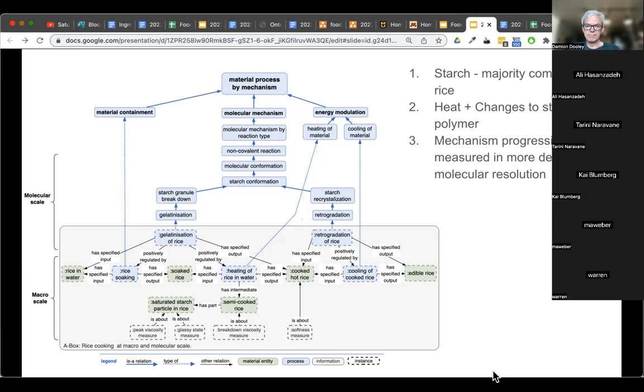And then there's the cooling process of rice. You might also be able to see it if it's something else that's starchy, like oatmeal or something. You might see a separation of the liquid or something like that. Essentially, in molecular terms, it's the starch molecules recrystallizing. To be able to measure the progression, it is much more detailed at the molecular resolution.